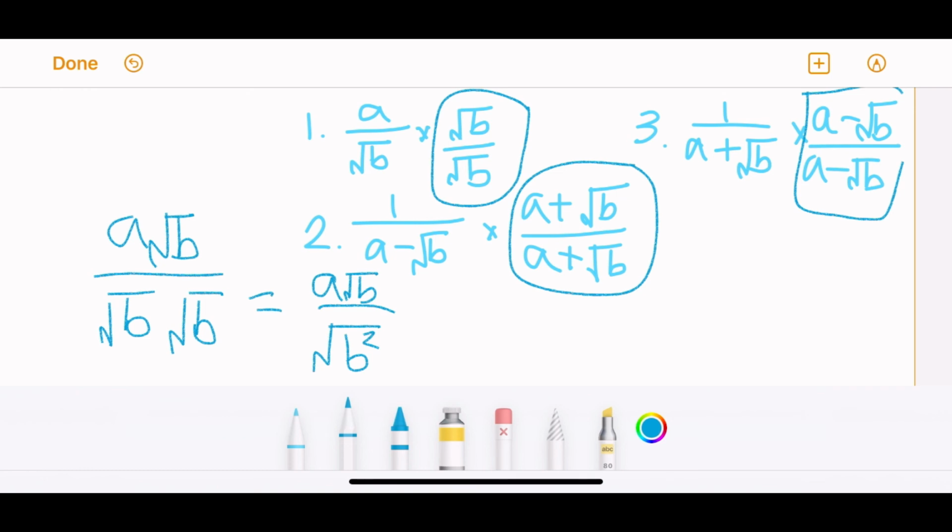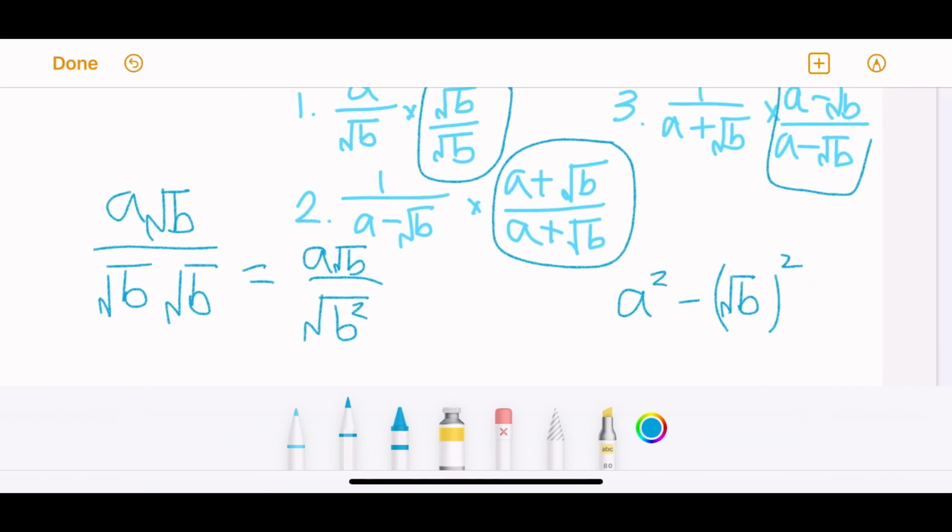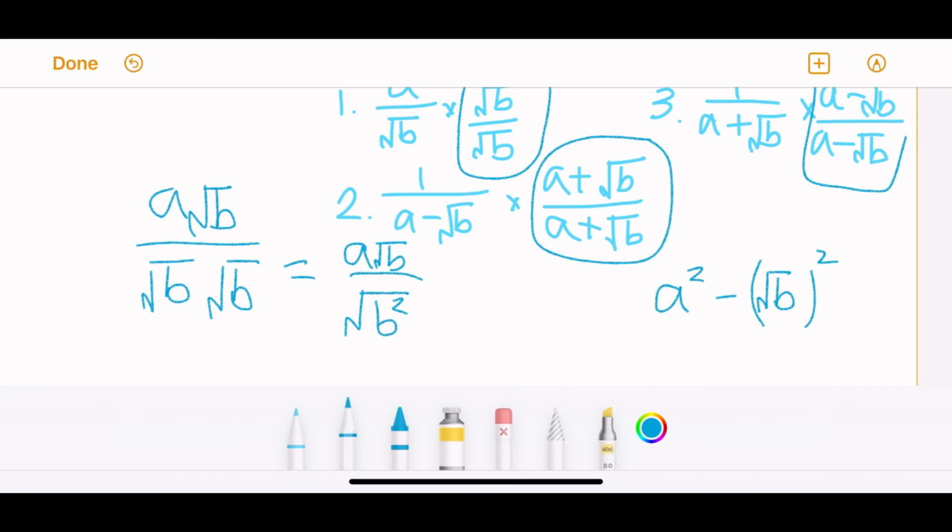Just like example 1, examples 2 and 3 are similar. You will see that that's a completing the square. So a minus square root of b times a plus square root of b is basically a squared minus square root of b squared, right? And once you simplify this, you get a squared minus b for the denominator for the second rule, right? And there are no roots.